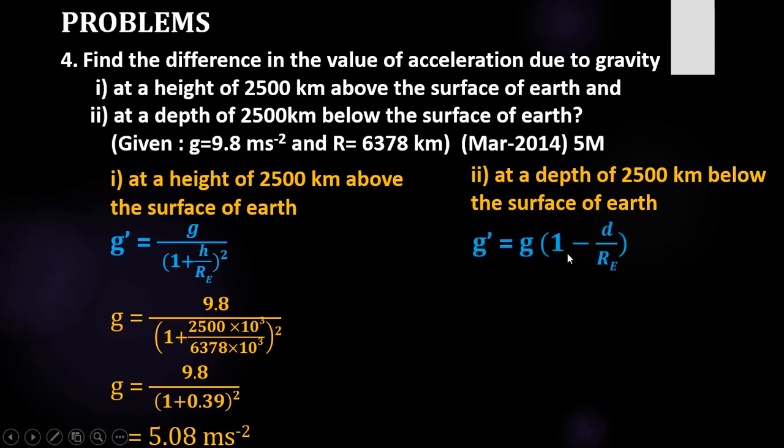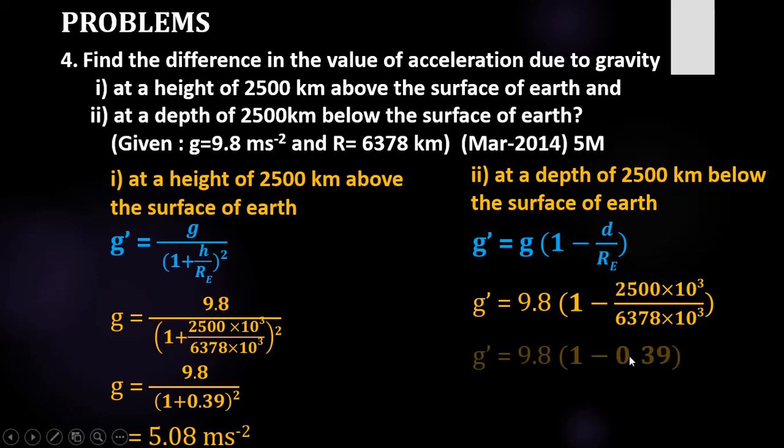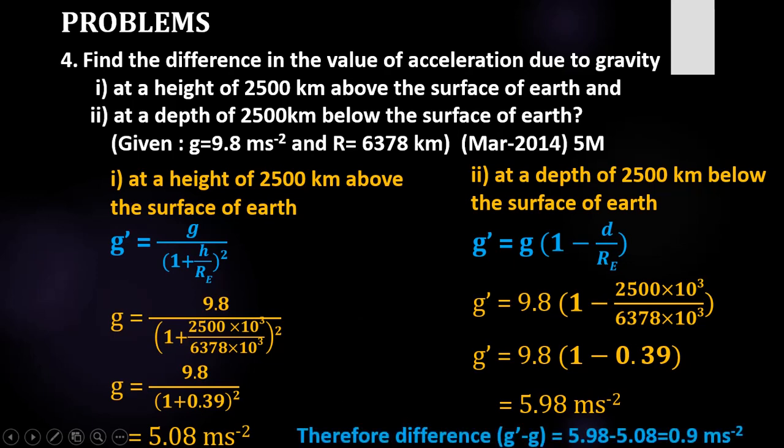Then for the depth, the formula is g dash equal to g into bracket 1 minus d upon Re. Then write the value of g 9.8, the value of d, the depth, is also 2500, it is also in kilometer, so multiply 10 to the power of 3, and the radius of Earth is 6378 kilometer, 10 to the power of 3. Then simplify it, this term will be 0.39, 1 minus 0.39 multiplied by 9.8, and you get 5.98 meter per second square. The difference between these two values is 5.98 minus 5.08 equal to 0.9 meter per second square.